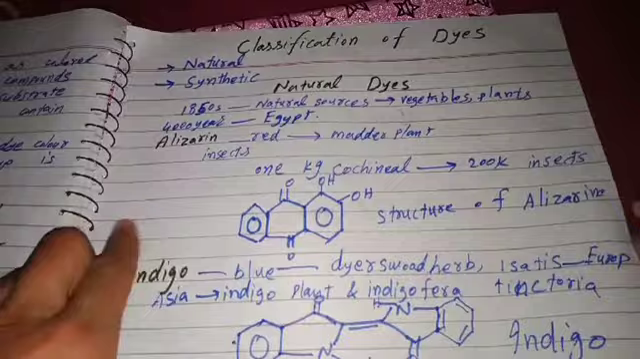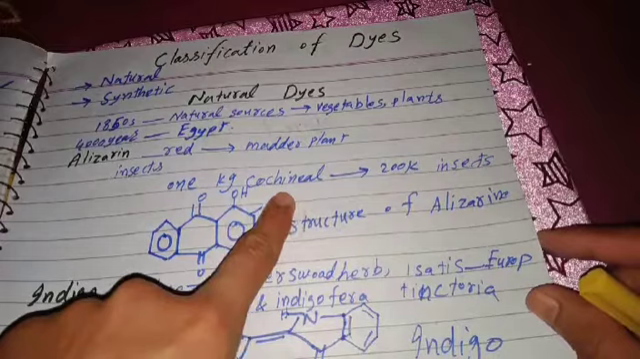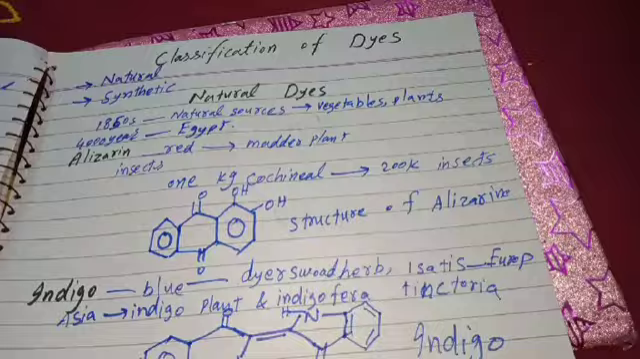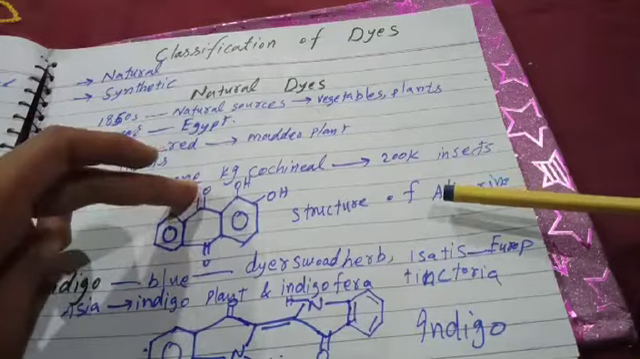Alizarin dye. 1 kg of cochineal dye is obtained from 2 lakh insects. And this is the structure of alizarin dye: 3 benzene rings, 1 double bond O, OH, OH. This is the structure of alizarin dye.